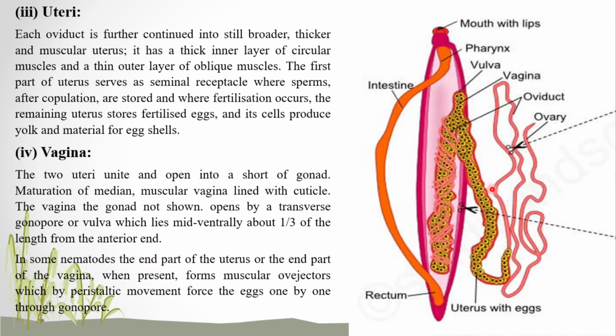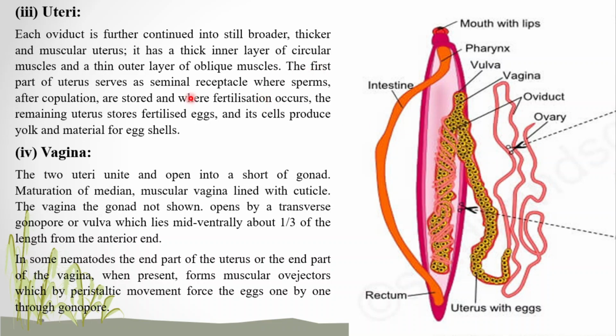Now the third organ of female reproduction is the uteri. Each oviduct is further continued into a still broader, thicker and muscular uterus. A pair of ovaries is present, a pair of oviducts is present and a pair of uteri is seen here. So a two-tract uterus is seen. It has a thick inner layer of circular muscles and a thin outer layer of oblique muscles.